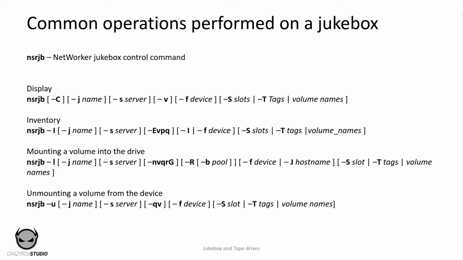The next on the list is the command to run an inventory. This command uses the switch -I, which is uppercase I, and helps ensure that the mapping between the slot and the volume is correct. To load a volume into a drive, nsrjb uses the -L switch. Destination device is defined by the -F switch, and the source volume is defined by the -S for slots, or you can use the barcode name with the -T switch. To unload a volume, you can use the -U switch.